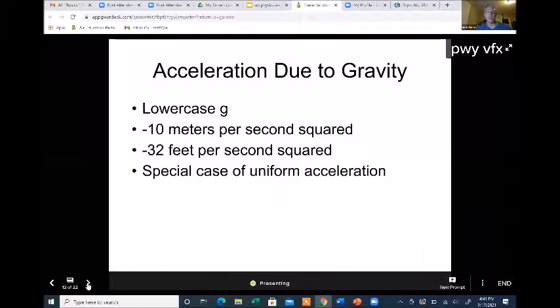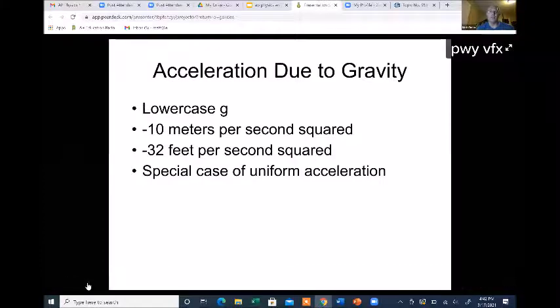All right, so now let's look at the next slide. Acceleration due to gravity is really an example of uniform or constant acceleration. We know that the acceleration due to gravity is abbreviated with a little g. The real value of it is somewhere around 9.81 meters per second squared. But in Physics 1, we always use the value of -10 meters per second squared. And the negative tells us it's down.